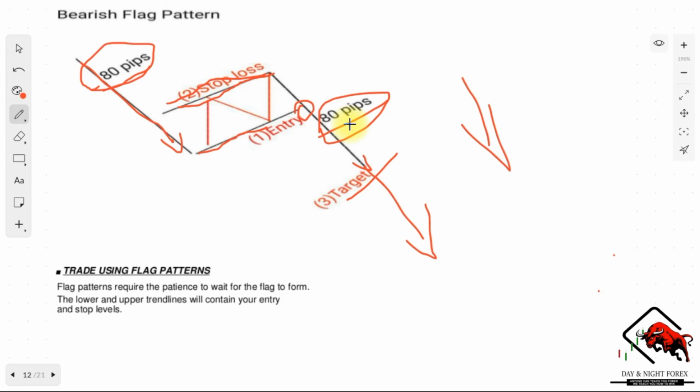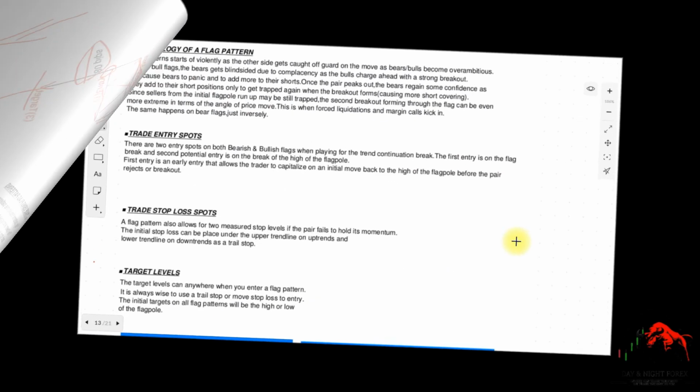So flag patterns require the patience to wait for the flag to form, as well as for the breakout to come, right? So the lower and the upper trend lines will contain your entry and stop loss levels, right? So that is just what we just explained now. Trailing stop loss will help you to capture the whole trend in case it actually continues going further than the 80 pips that we are anticipating the market to move at this point after the breakout.